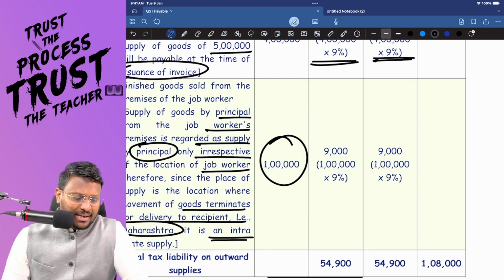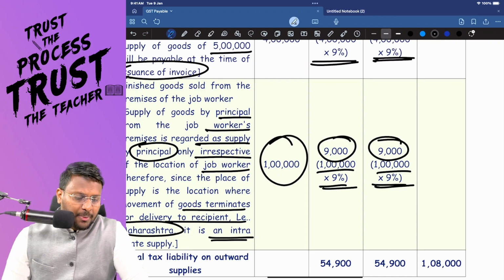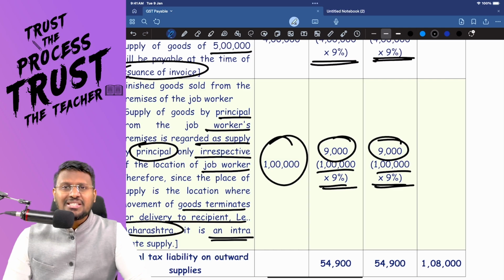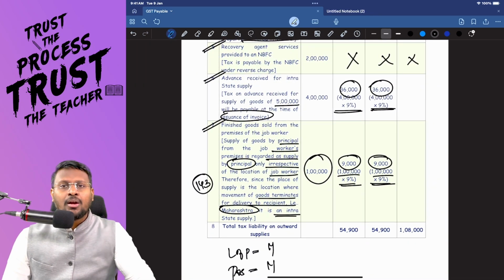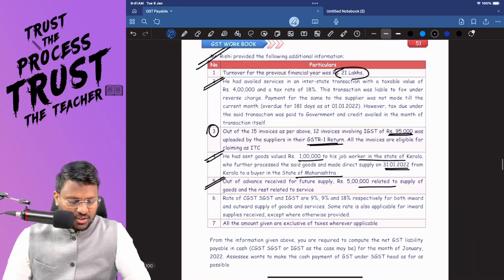For this 1 lakh, 1 lakh into 9% comes to 9,000. The principal is liable to pay this tax. Fantastic to the core, sir.